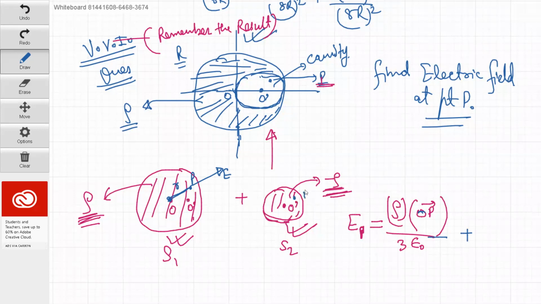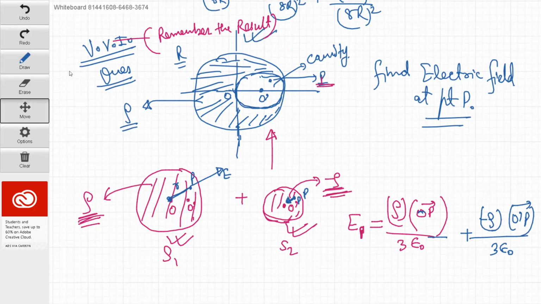Plus the electric field due to this one. Here is the P point. For this sphere also the point P is inside it, and the electric field will be in this direction. So what will I write? I will write minus rho into O dash P vector divided by 3 epsilon naught. Any doubt you can tell me. Is this all right?